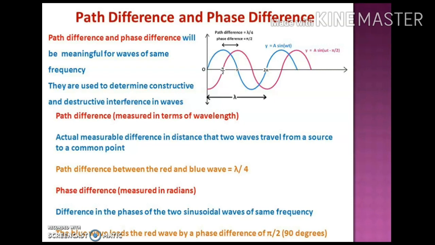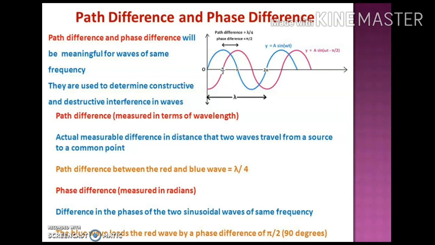Now we will talk about the terms path difference and phase difference. These are two important terms when we discuss interference. But we should talk about these terms only when the waves which we are superimposing are of the same frequency. This is an important condition here. So when we use two waves, how can we define the path difference and phase difference? Basically these two terms are used to determine constructive and destructive interference in waves. They will decide whether we get a bright fringe or a dark fringe.